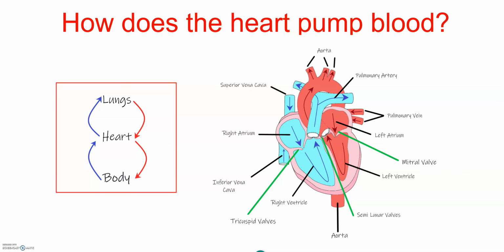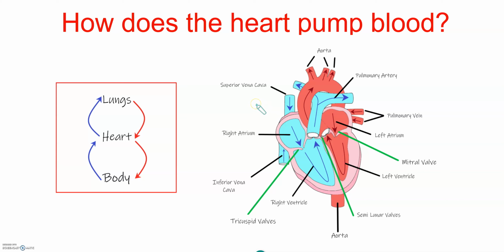How does the heart pump blood? Now, I want you to remember that humans have a double circulatory system whereby blood passes through the heart twice. So I want you to bear that in mind as I show you exactly how blood flows in and out of the heart. Now, the heart has four main chambers. The right atrium, located here. The right ventricle, which you can see is here. The left atrium, which is located here. And the left ventricle, shown here. These are the four main chambers of the heart.